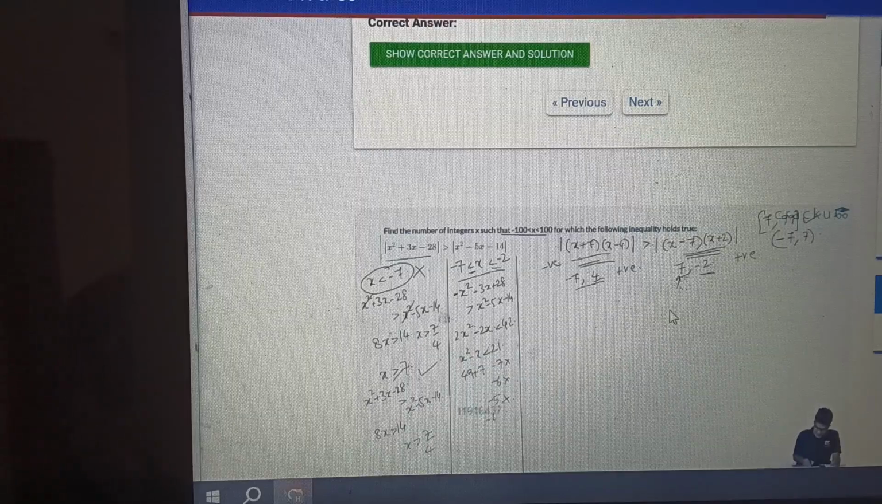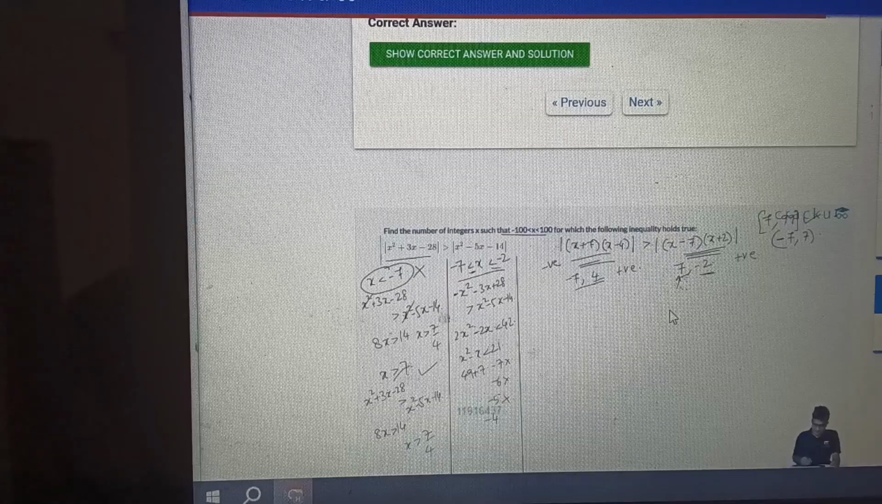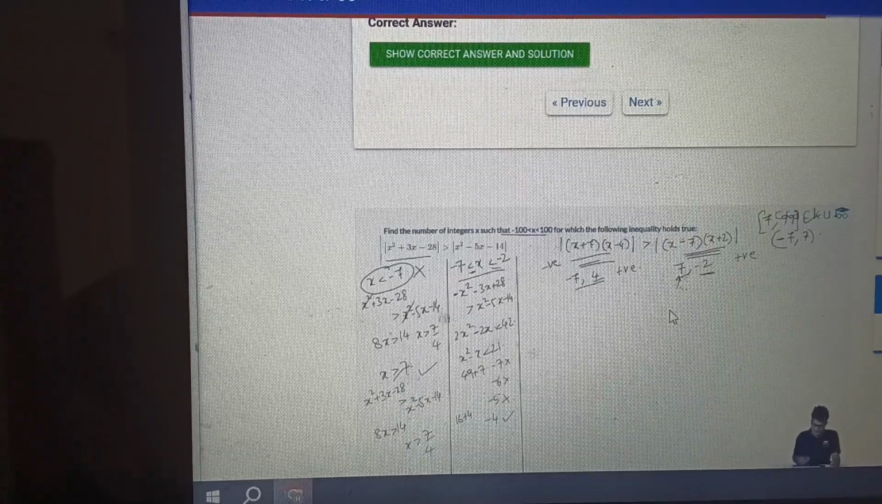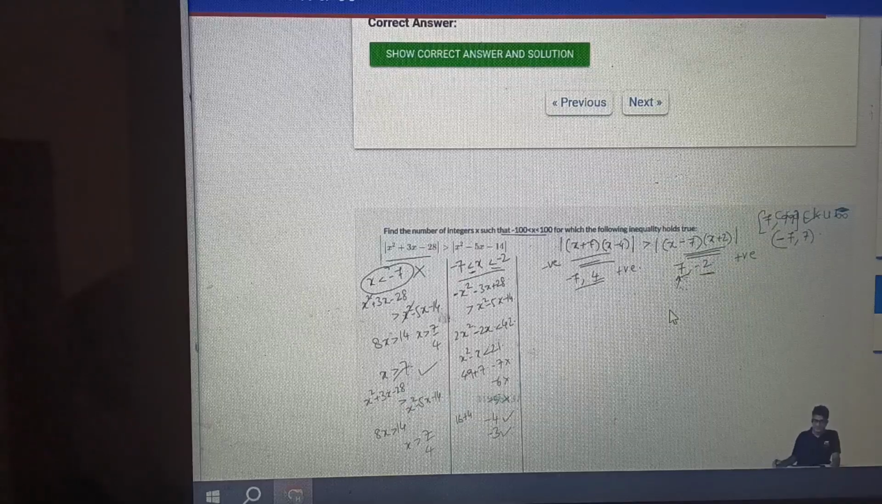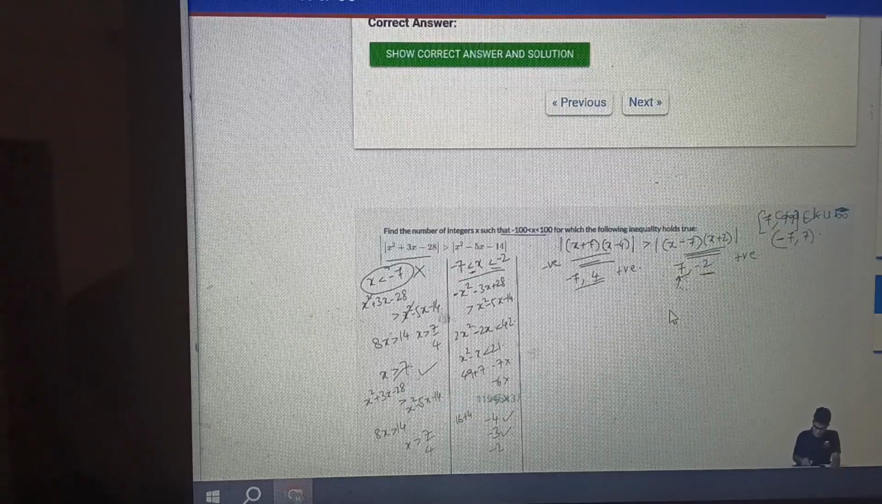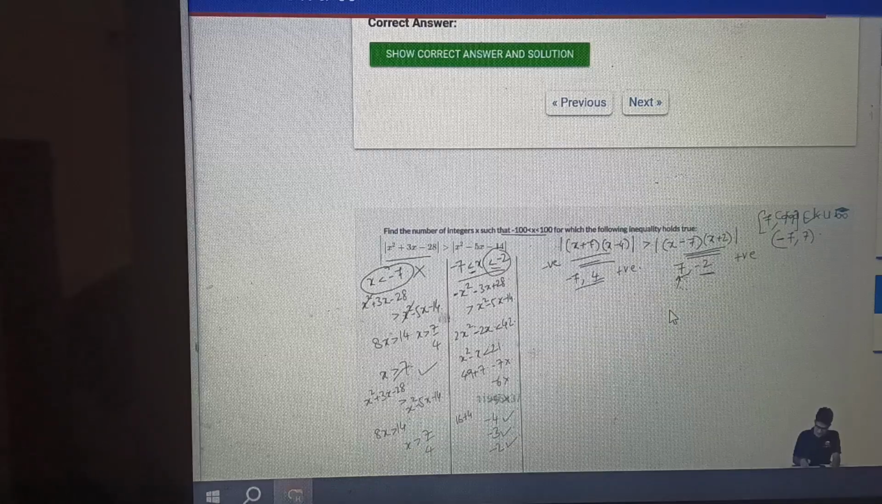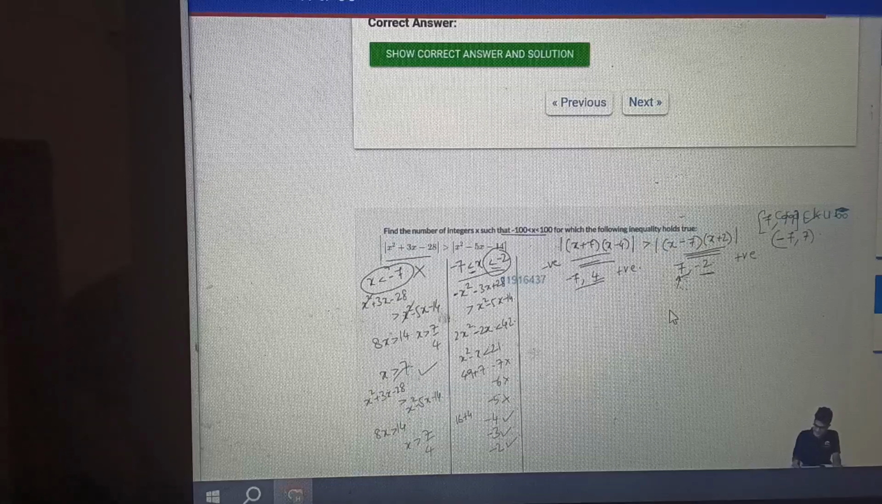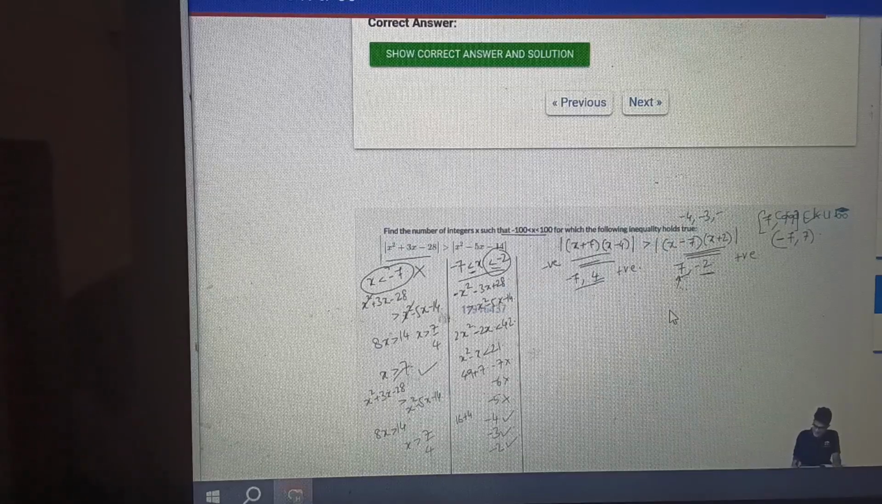But this will be true for minus 4, because for minus 4, the inequality will become equal to 16 plus 4, which is equal to 20. So this is true. Similarly, this is true for minus 3 also. And this will be true even for minus 2. This is where our interval ends over here. Now we have added 3 more numbers to the given list. They are minus 4, minus 3 and minus 2.